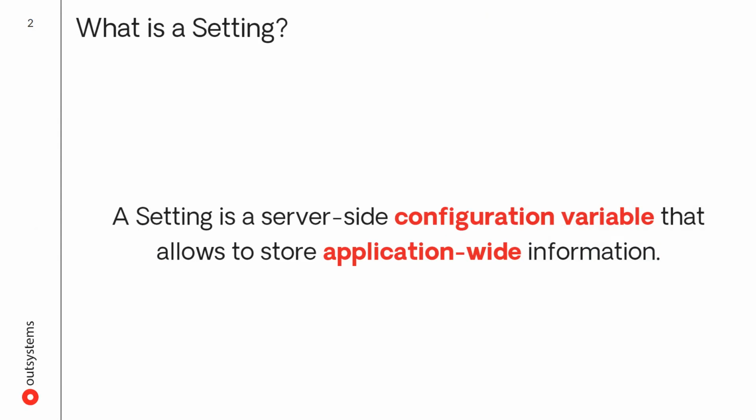What is a setting? Essentially, a setting is a global configuration variable that stores application-wide information. By global, we mean that it can be used to store data for your app, and its value is shared by app users on that stage of the pipeline. It is also important to know that settings exist only on the server side.